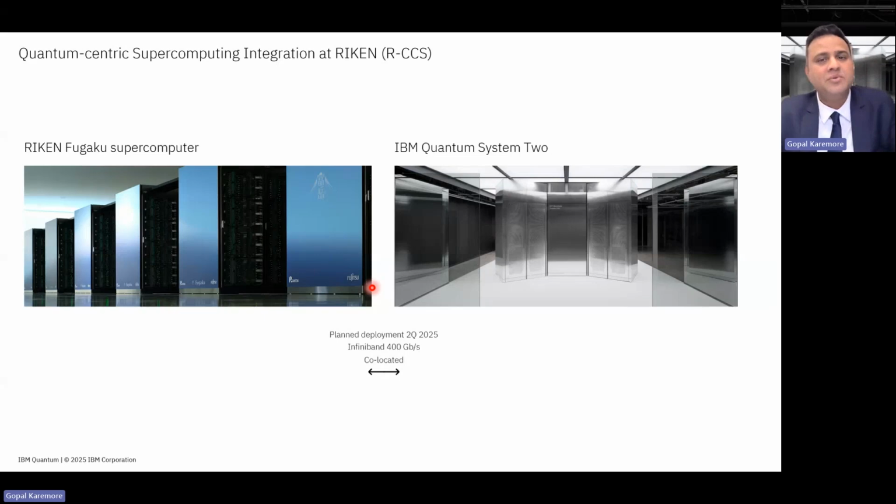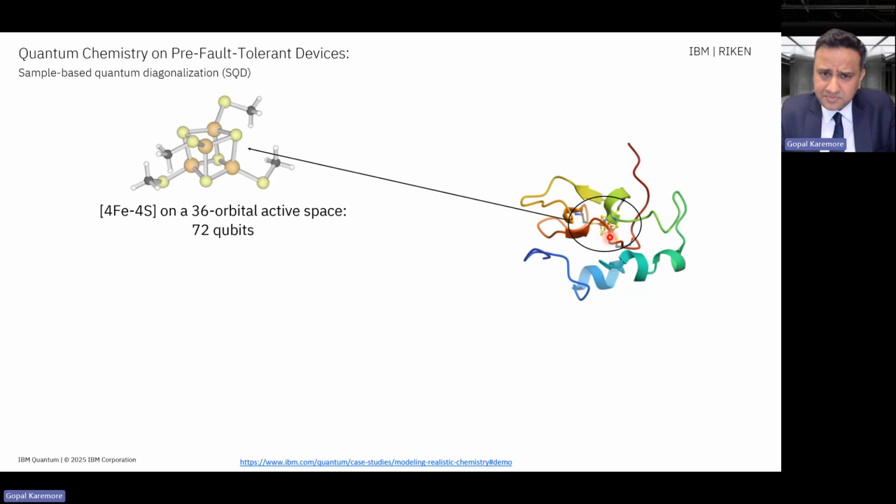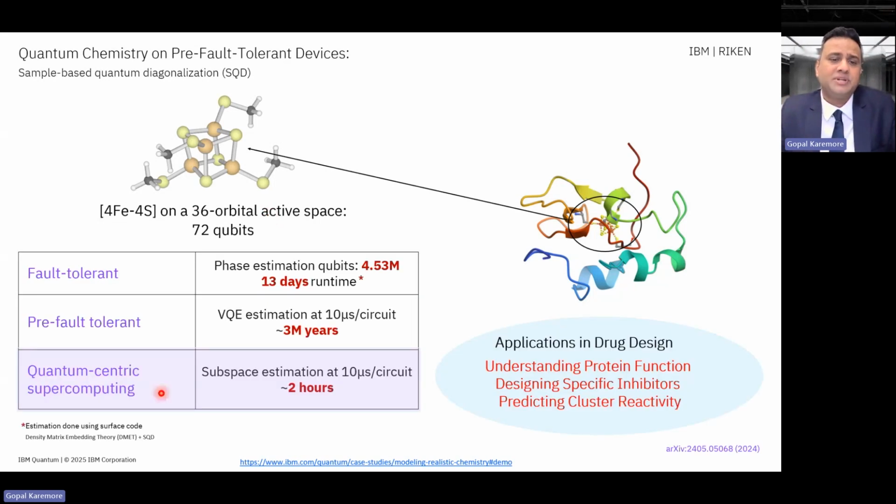I also want to share some results we have obtained by extending the method of SQD, which was published before, with sample-based quantum diagonalization. Here is an iron-sulfur cluster. With a 36-orbital active space, we projected that onto 72 qubits. We have shown that it would take only 2 hours using our quantum-centric supercomputing, as opposed to 3 million years using pre-fault-tolerant hardware, which is impossible.